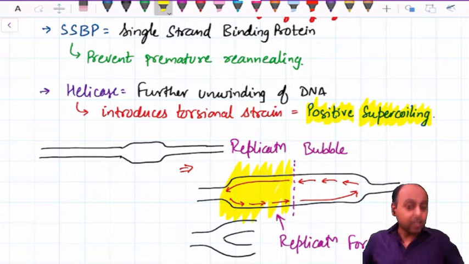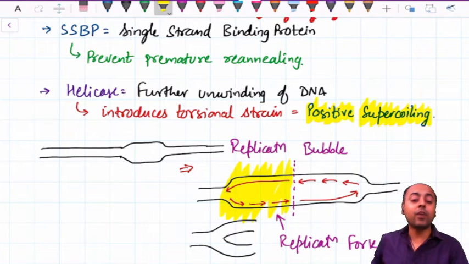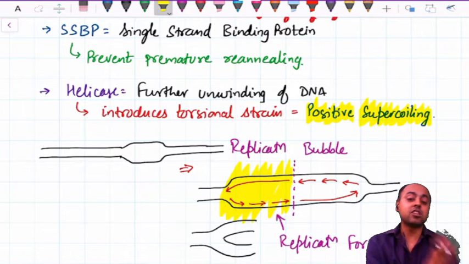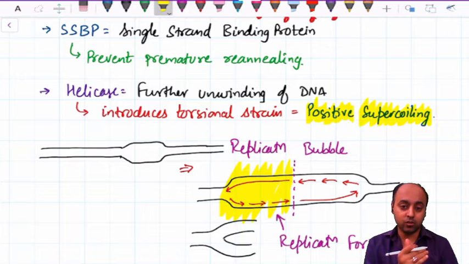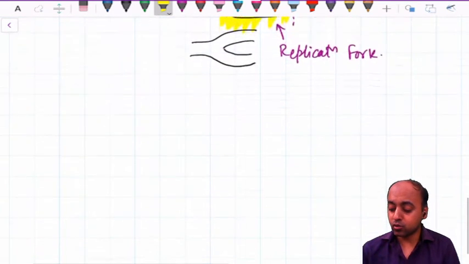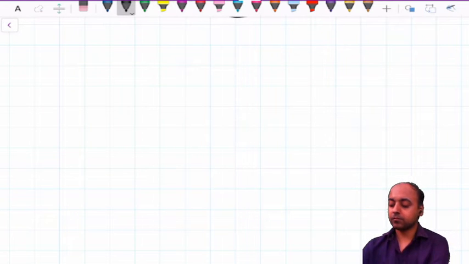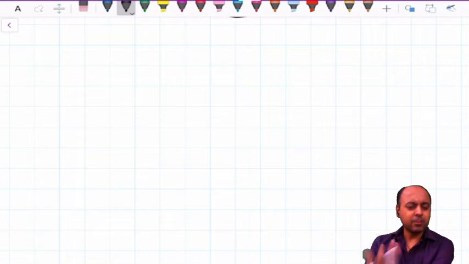Once the supercoiling occurs in the DNA, further unwinding becomes very, very difficult, because the supercoiling occurs downstream from the unwinding. Alright, so I'll try to show you what is happening. I'm drawing a simplified diagram of the DNA to make it easier to understand.